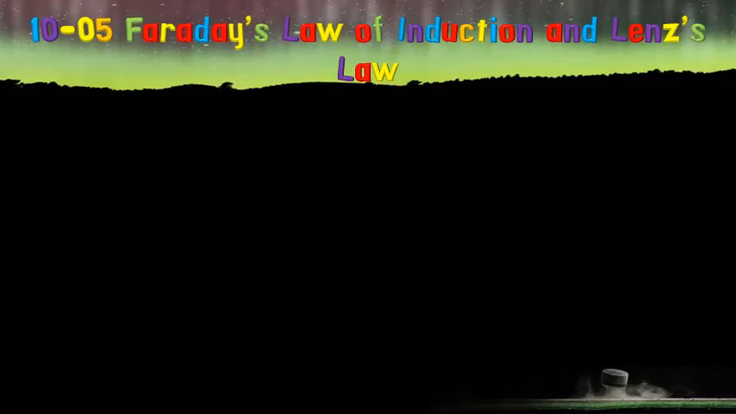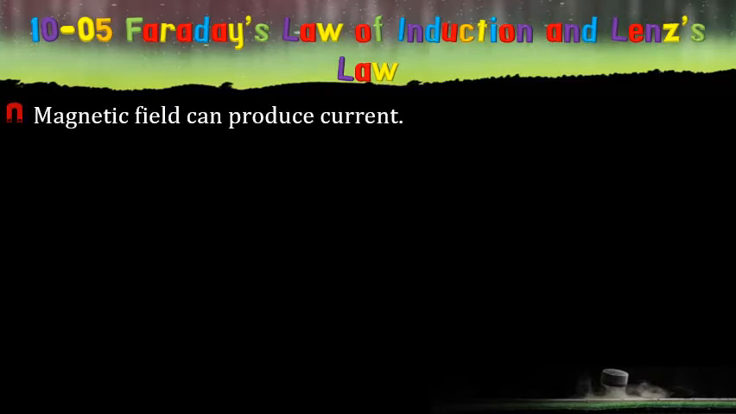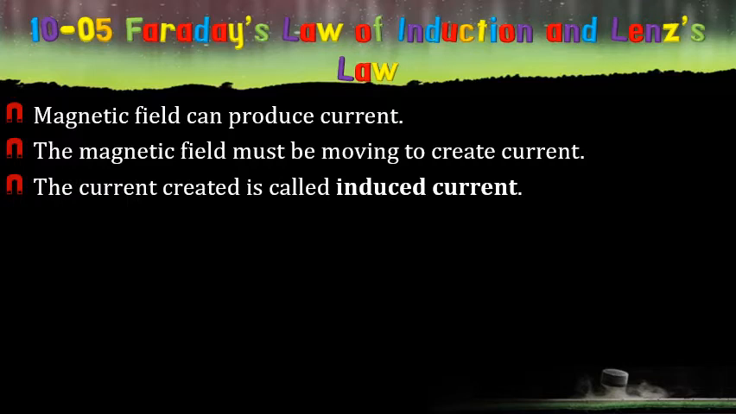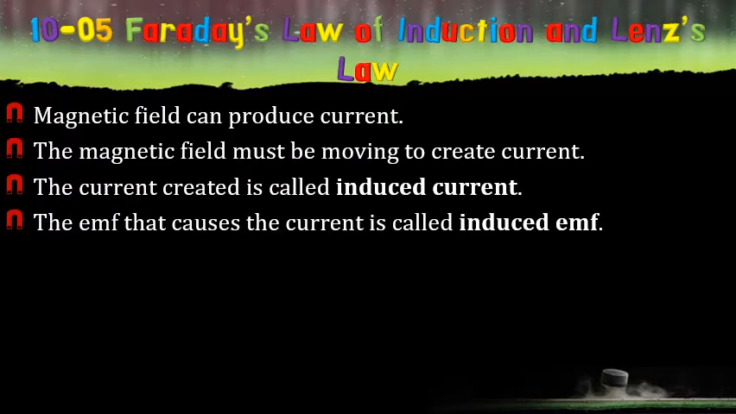10.5 Faraday's law of induction and Lenz's law. Magnetic field can produce current. If currents make magnetic fields, it makes sense that it goes the other way around. The magnetic field must be moving to create the current. The current created is called an induced current. The EMF, which is also the voltage that causes the current, is called the induced EMF.